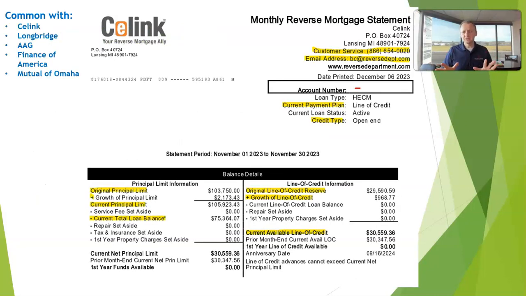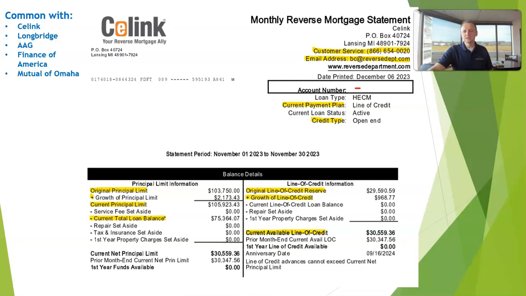Let's jump into the first statement. This is by far the most common, and I'm trying to go kind of quickly so this doesn't turn into a super long video. But this statement that you're seeing here is the most common version of the reverse mortgage, and this is used by C-Link, Longbridge, AAG, Finance of America, Mutual of Omaha. Most of the big reverse mortgage banks follow this type of statement, but we'll get into a couple of others that are common as well.